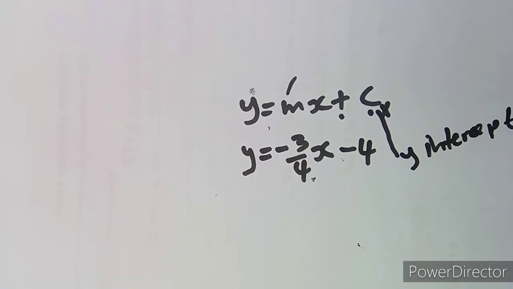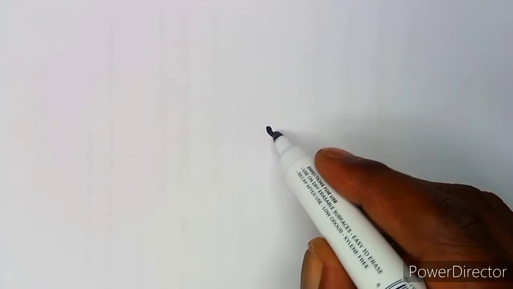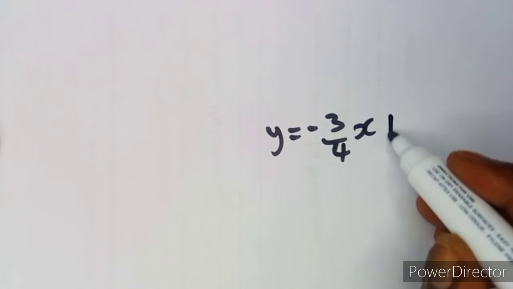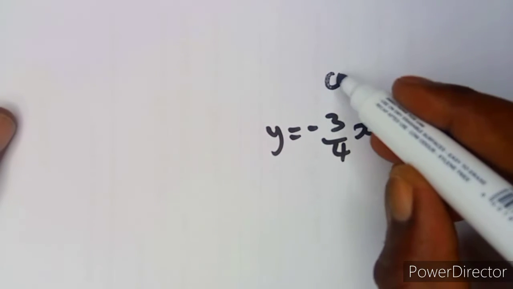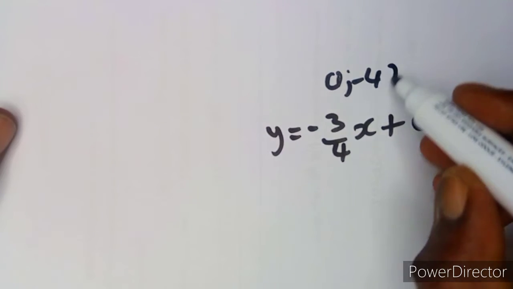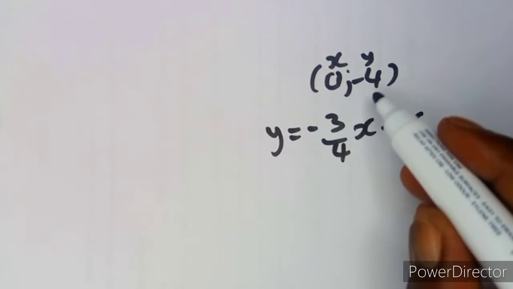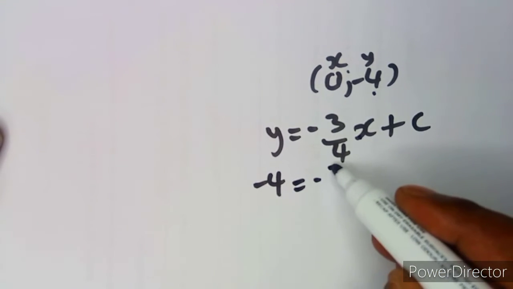y-intercept. Okay, so that is what C represents. Or you could have just written it as y is equal to minus 3 over 4x plus C. Then you substitute the point C that we are given, which is (0, minus 4), where you have the value of x and the value of y. So in place of y, we have minus 4. In place of x, you substitute 0.